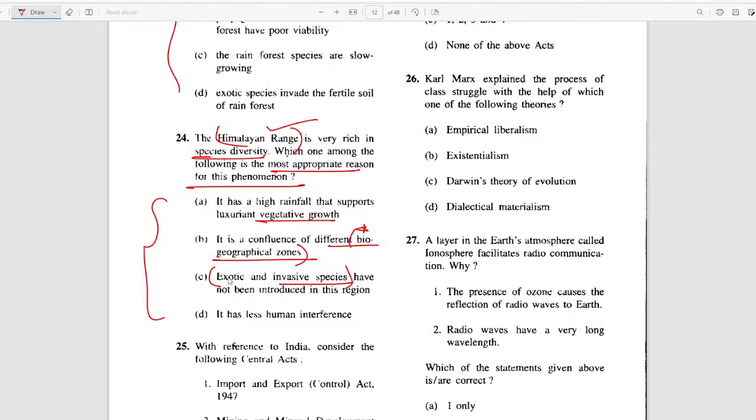And then learn about what an exotic species is, what an invasive species is, and if, for example, in current affairs there has been any discussion about any particular kind of invasive species, which can be a flora and also fauna, a plant or an animal which is invasive. So read about the basic conceptual things about invasive species, exotic species, biogeographical zones, and the diversity of the Himalayan range.